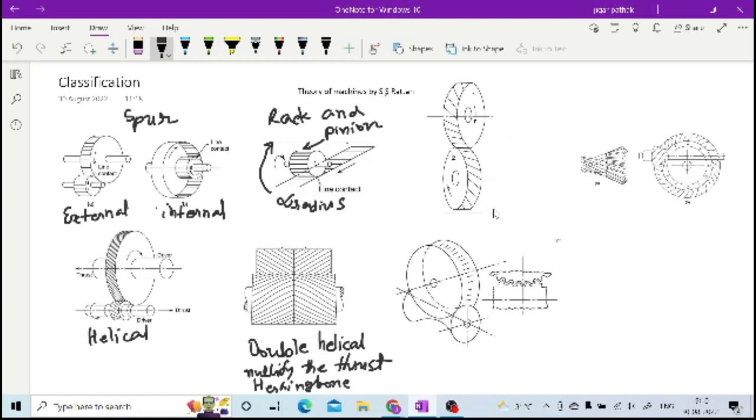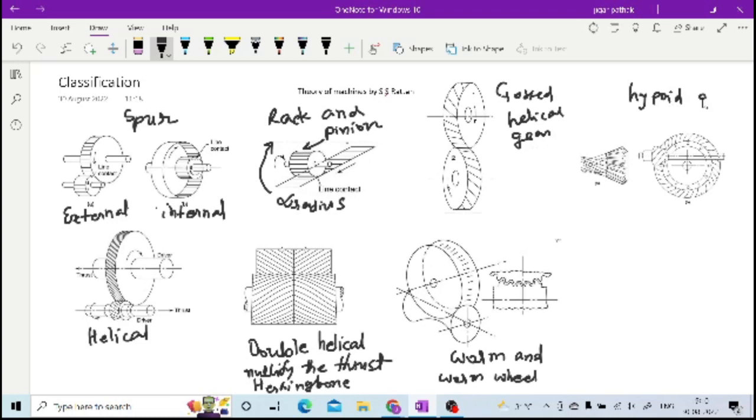While you are having non-parallel, non-intersecting shafts, then you can have this worm and worm wheel. These have a very high gear ratio. While this is crossed helical gears, and these are hyperboloid, meaning hypoid gears. So these are various types of gears.